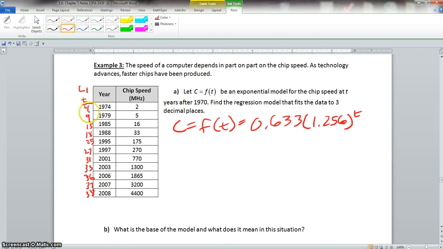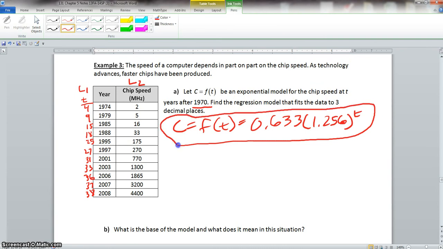Now, to expedite a little time, I just put down what these values are. Remember, these are years after 1970, so we would make this our t, which would be for 1974, that's 4 years after, and I listed all of how many years after these years are. So that would be our L1. Our L2, we know, would be our chip speed. So we will put this in as if we're doing linear regression, but you know we're doing exponential regression. So you would press your stat, go to calculate, and then go down to 0, which is exponential regression, and it would give you this formula here.